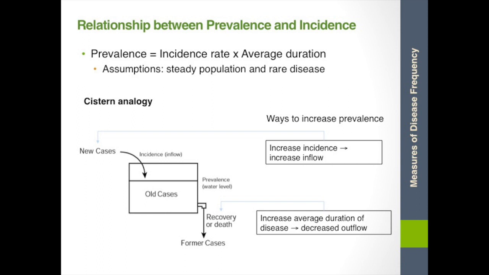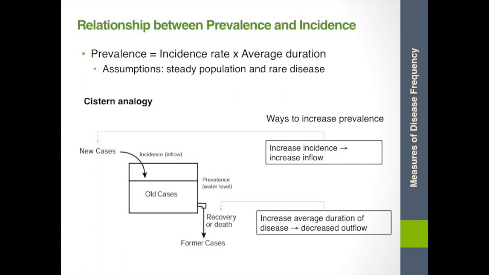For example, about a decade ago, the average duration of lung cancer was about 6 months. Therapy was ineffective, and almost all lung cancer cases died. From the time of diagnosis, the average survival was about 6 months, so the prevalence of lung cancer was fairly low. In contrast, diabetes has a long average duration because it cannot be cured, but it can be controlled with medications, so the average duration of diabetes is long and the prevalence is fairly high.